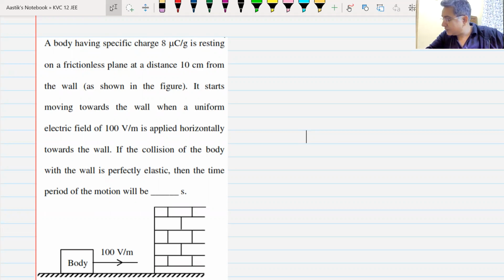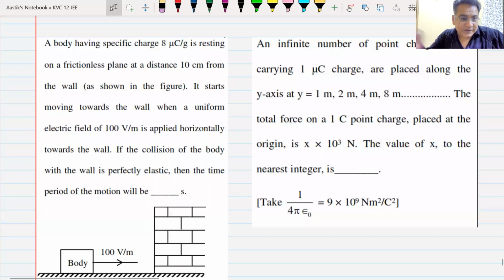Then again, from JEE Advanced, this one: an infinite number of point charges are placed. Total force on a point charge. We have done this question, right? Infinite series. Remember that? Yes or no? Yes, sir. Infinite series.